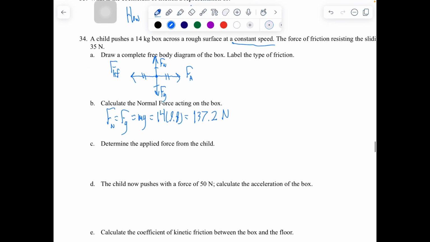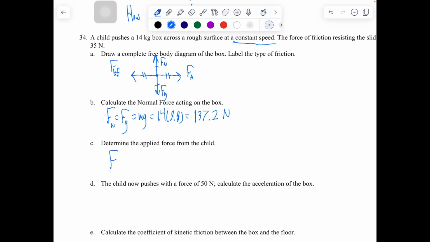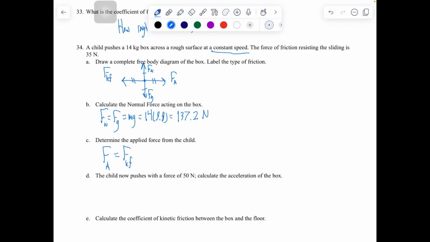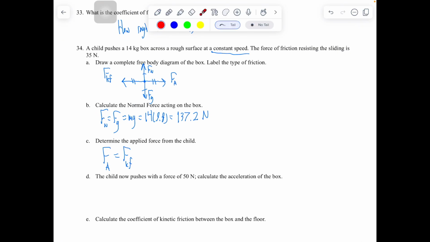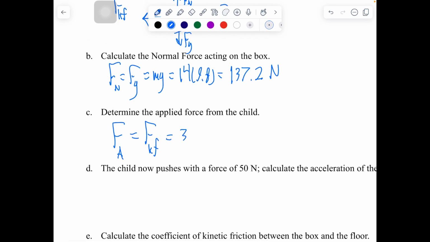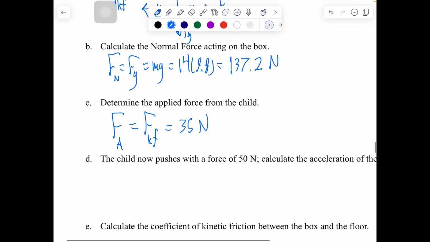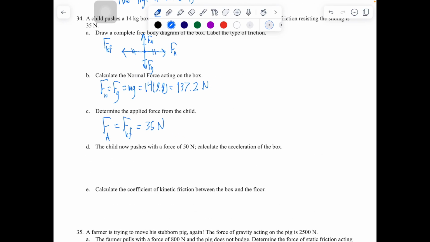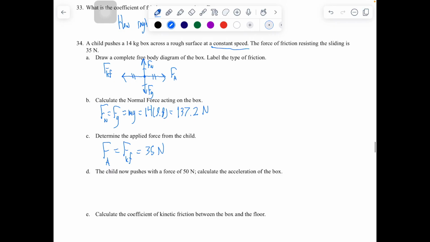The applied force, well, from our diagram, right, everything's balanced. We're at a constant velocity, no acceleration, no total force. The applied force must be equal to kinetic friction. We're told the force of friction is 35 newtons. So we know 35 newtons must be the applied force as well. And they push with 50 newtons.